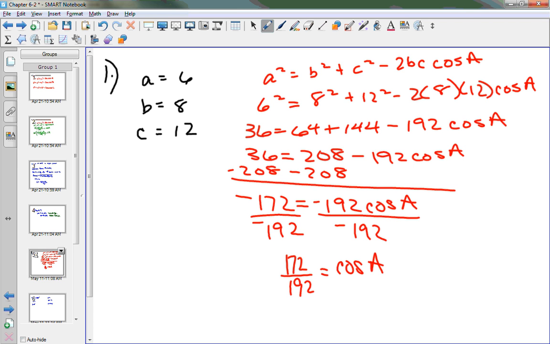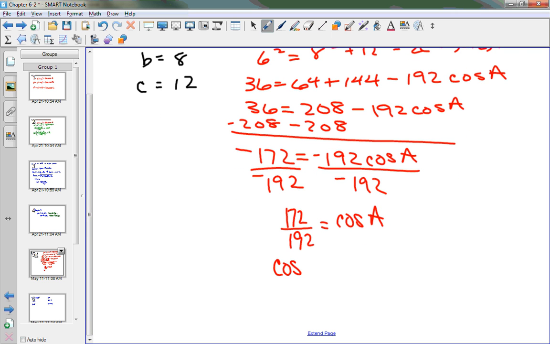I don't care what that is. Yes, I know it reduces, but who cares? I'm going to plug it into my calculator. So now what? Arc cosine. So I have the arc cosine of 172 over 192 is equal to angle A.